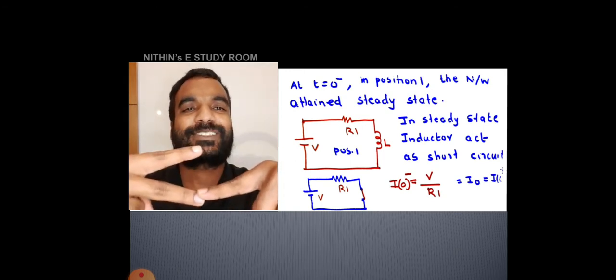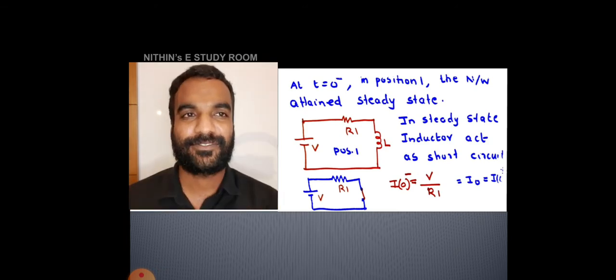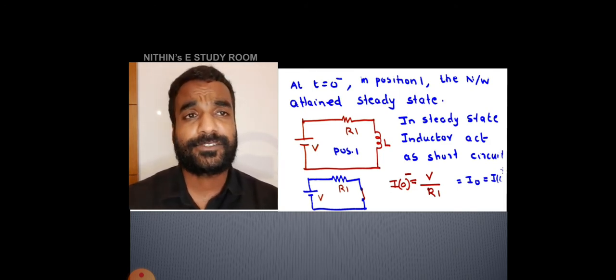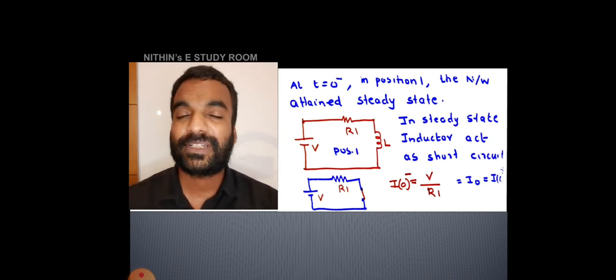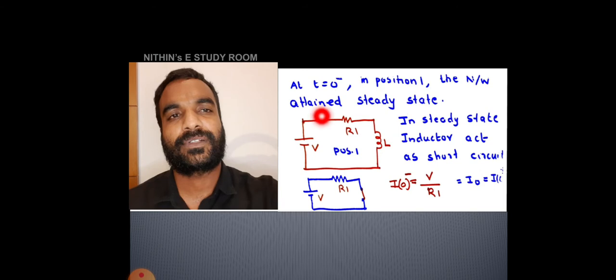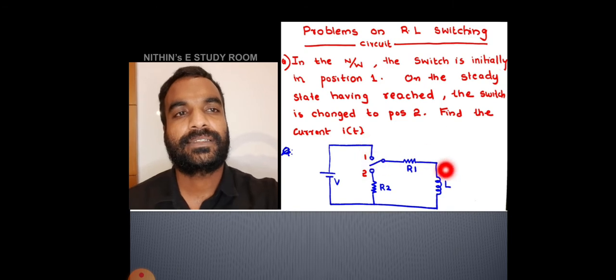So at 0 minus where is the switch? The switch is placed at position 1 itself. Now at t equal to 0 minus, position 1, the network has attained steady state because you are waiting a long time in position 1. So definitely the network will reach steady state in position 1. So this is the general figure of position 1, because in position 1 we can see a voltage source, resistor and inductor. This is position 1.